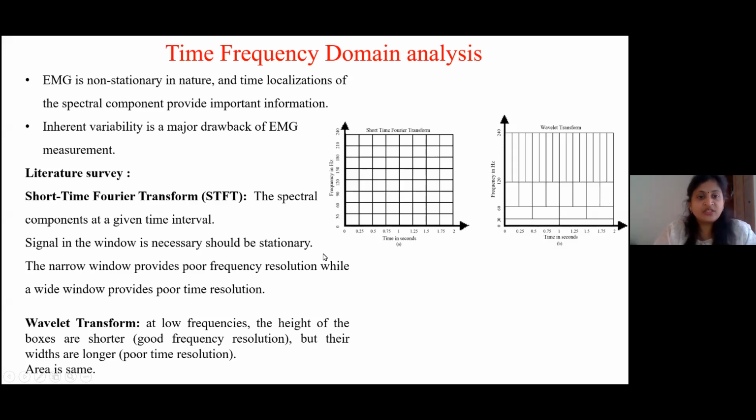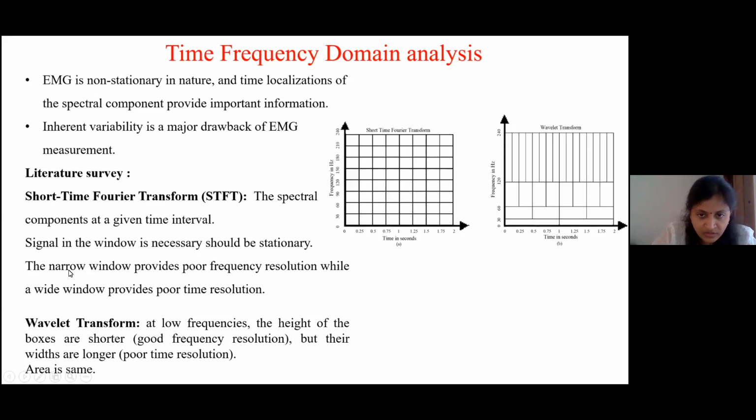So what happens in the short time Fourier transform? You can gain the spectral components at a given time interval. In this given time interval, you can get the spectral components. At this given time interval, you can get the spectral components. And the signal within this window necessarily should be stationary. The stationarity analysis has to be done to find the window size, like we have calculated it and got 15 samples per window.